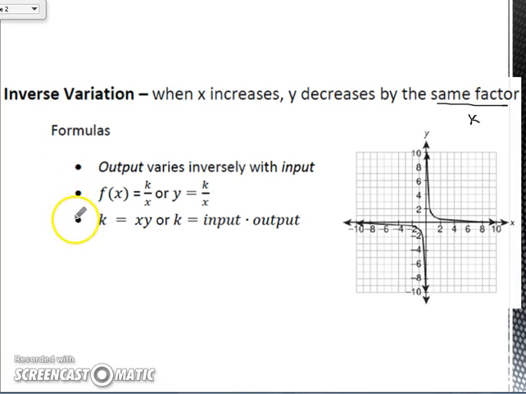And specifically, if you're trying to find that constant value, you can rework these equations so that you're solving for k. So k equals x times y. Also think of it as k equals your input times your output.